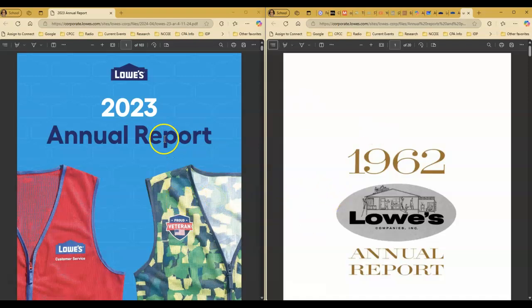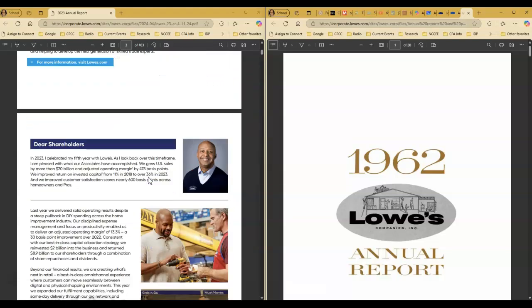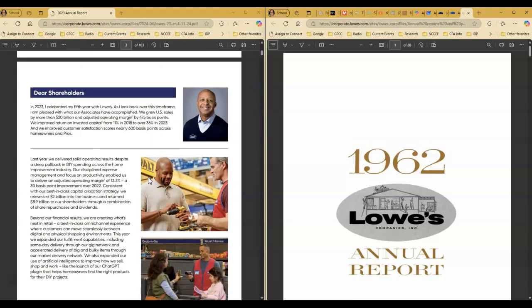Okay. Now, a couple of things that I want you to see here is look up there at the top. Their 1962 financial statements were 20 pages. 2023 was 103. A couple of things to note here, again, so much of this is more marketing type materials. This is the CEO. He just looks like the nicest guy. He came from JCPenney.